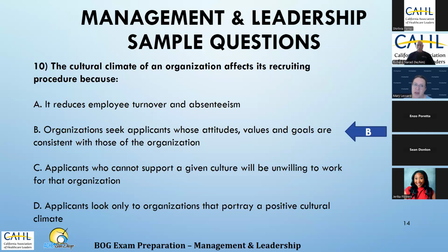B may be counter to diversity, but even when you have a diverse workforce, maybe that attitudes part might be somewhat different. You definitely want alignment, even with a diverse workforce, of the values and goals of the organization. As soon as you start hiring people that hold different values or goals, that can be problematic as far as maintaining a culture.